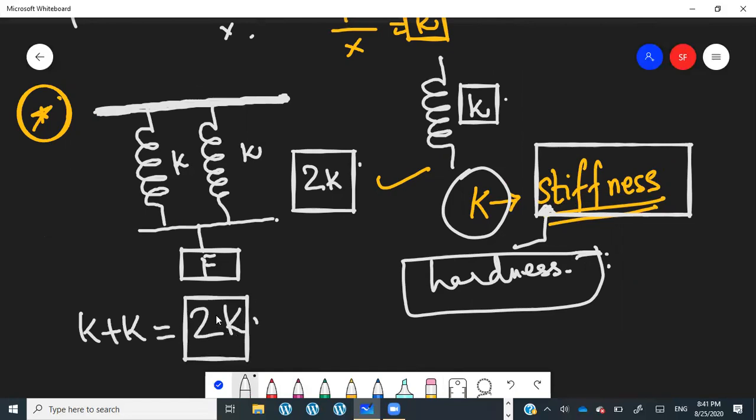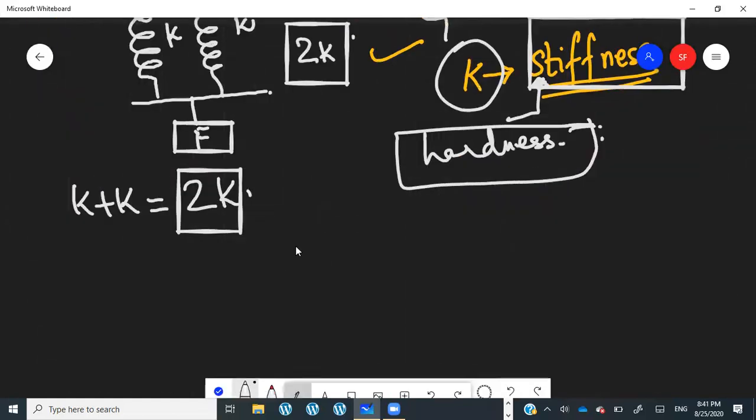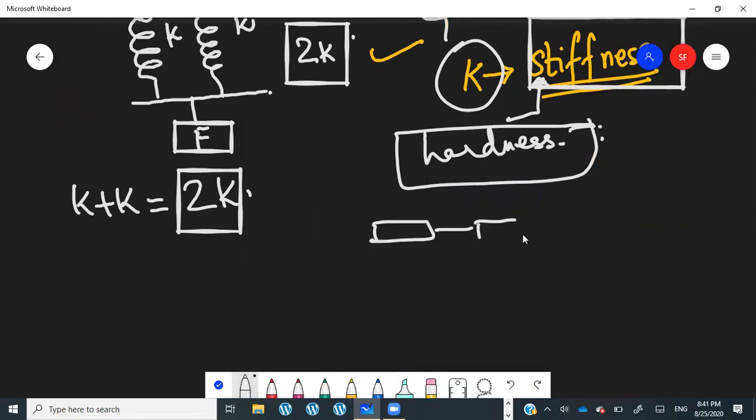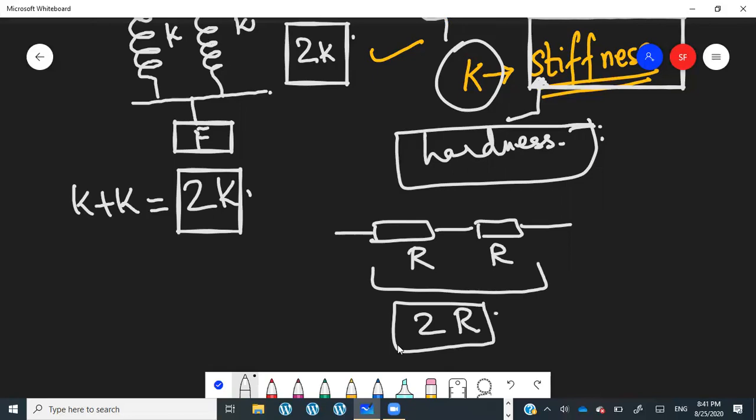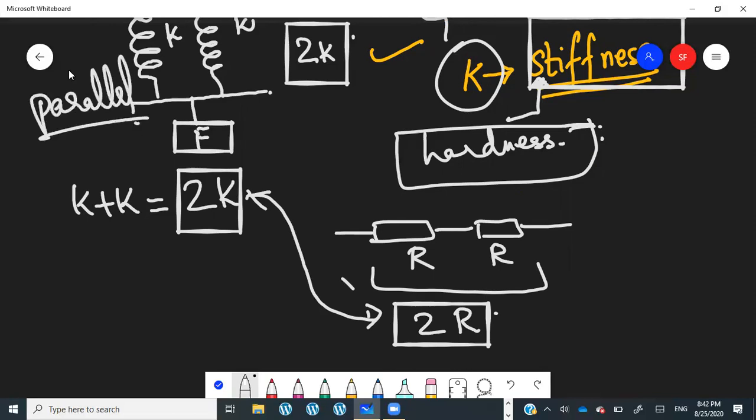Now, if you remember your resistors, when they were attached in series, how did we calculate the total resistance of resistors in series? We just added their resistances, right, to 2R. This was the total resistance of resistors in series, correct? Yep. So for springs in parallel, to calculate the total spring constant, we're going to use the formula for series resistors. Clear?